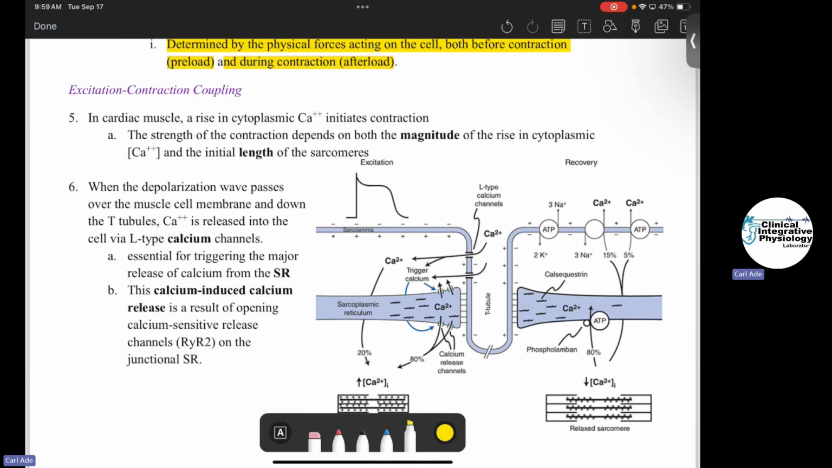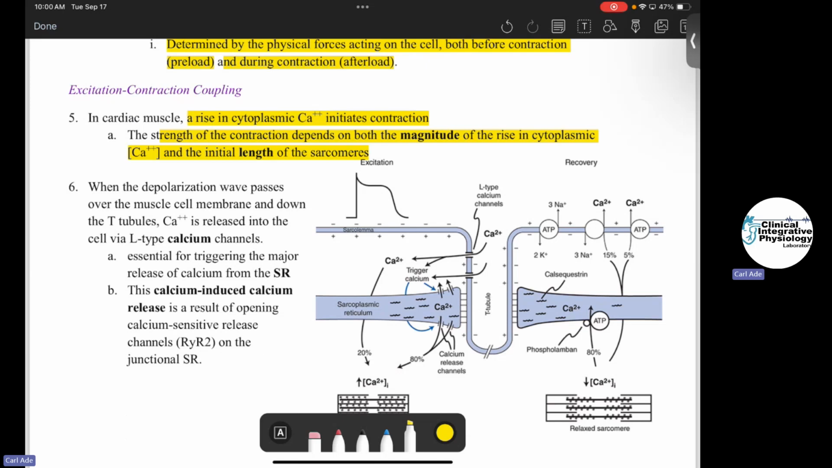So we know at this point that in cardiac muscle, we've got to increase cytoplasmic calcium. That's what's going to initiate our contraction. So we've got to regulate this calcium. And the strength of contraction depends both on the magnitude, so how much this calcium goes up, and the initial length of a sarcomere. This is where it starts to deviate a little bit from skeletal muscle. Skeletal muscle, I'm going to change the force of contraction by just the number of muscle fibers I'm going to recruit.